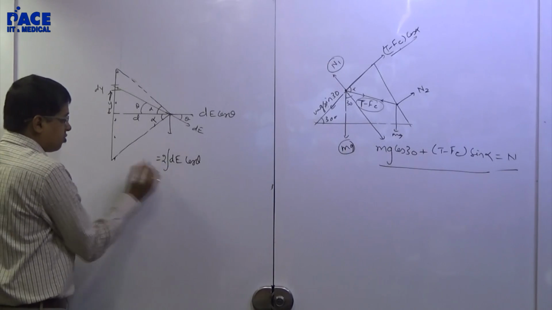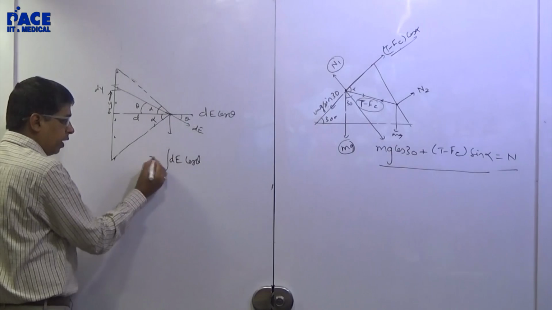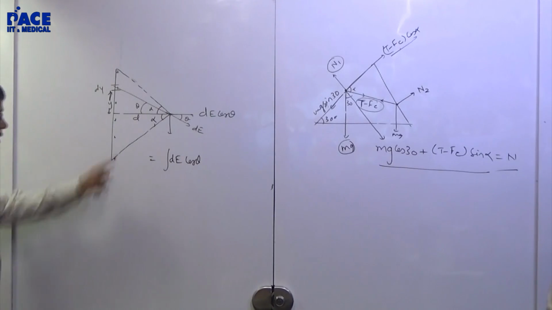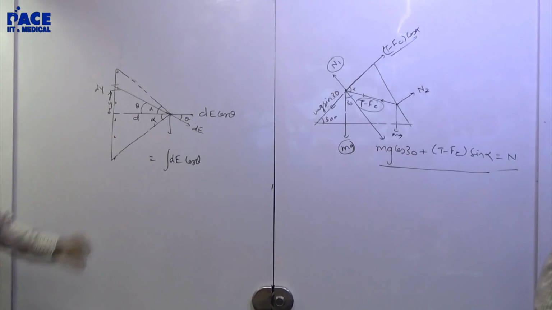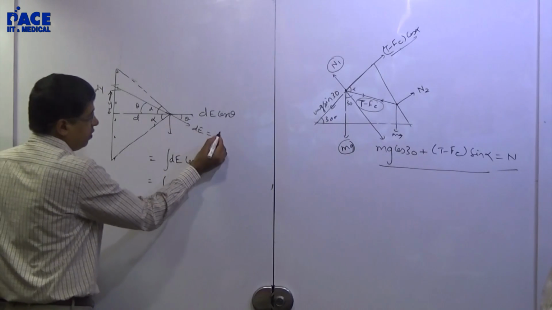2 times dE cos theta. The lower element is also added up. Or remove the 2 and keep this as it is, so that I will take the limits from the lower to the upper, minus alpha to alpha. By the way, what will be the value of dE?